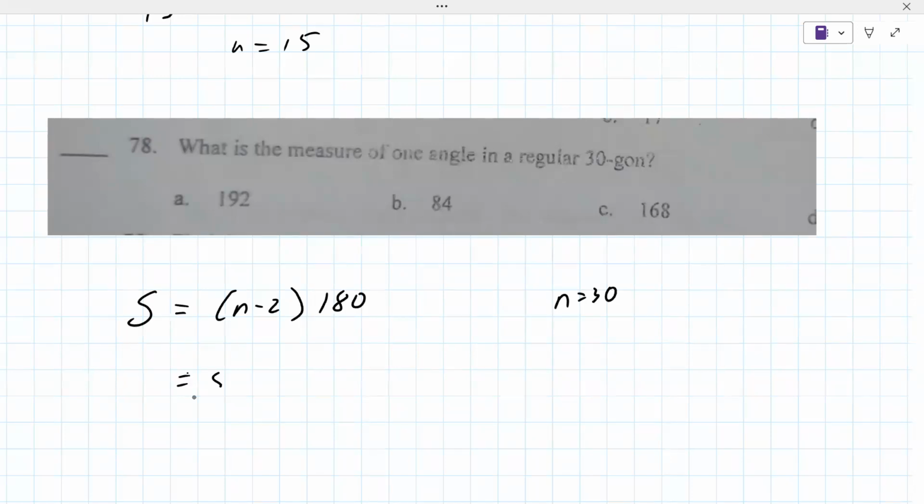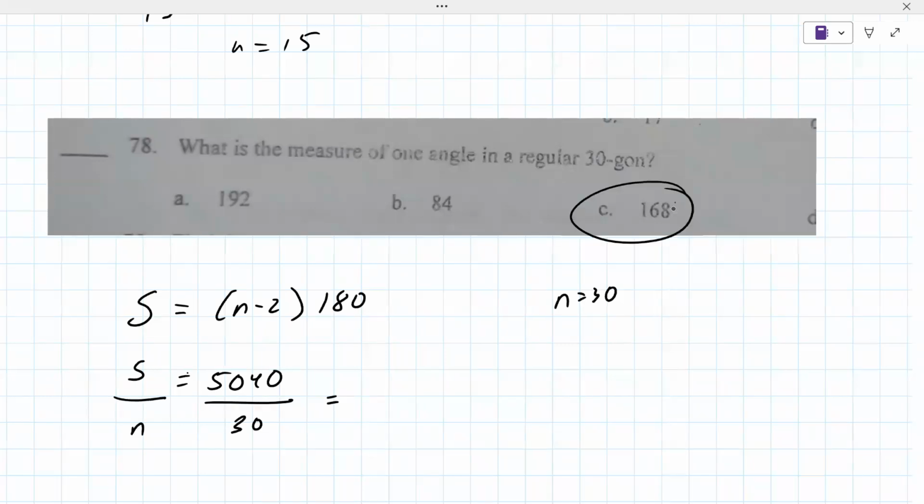Okay. So now for the angles, you divide the sum by the number of angles to get the interior measure. Okay. 168. Okay. Any questions? No. All right. Number 79.